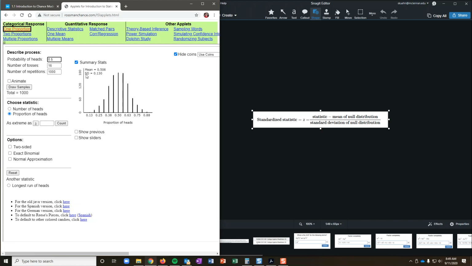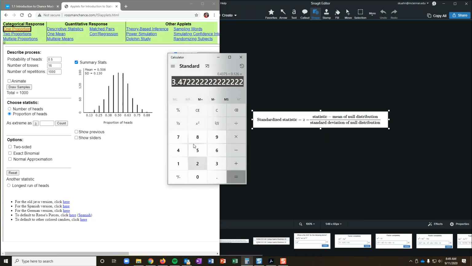Instead, what I want to see is the standard deviation, which we do. Now, how do I use this information combined with the formula over here on the right side of our screen to calculate the standardized statistic for Buzz? So let's clear this out for just a second.